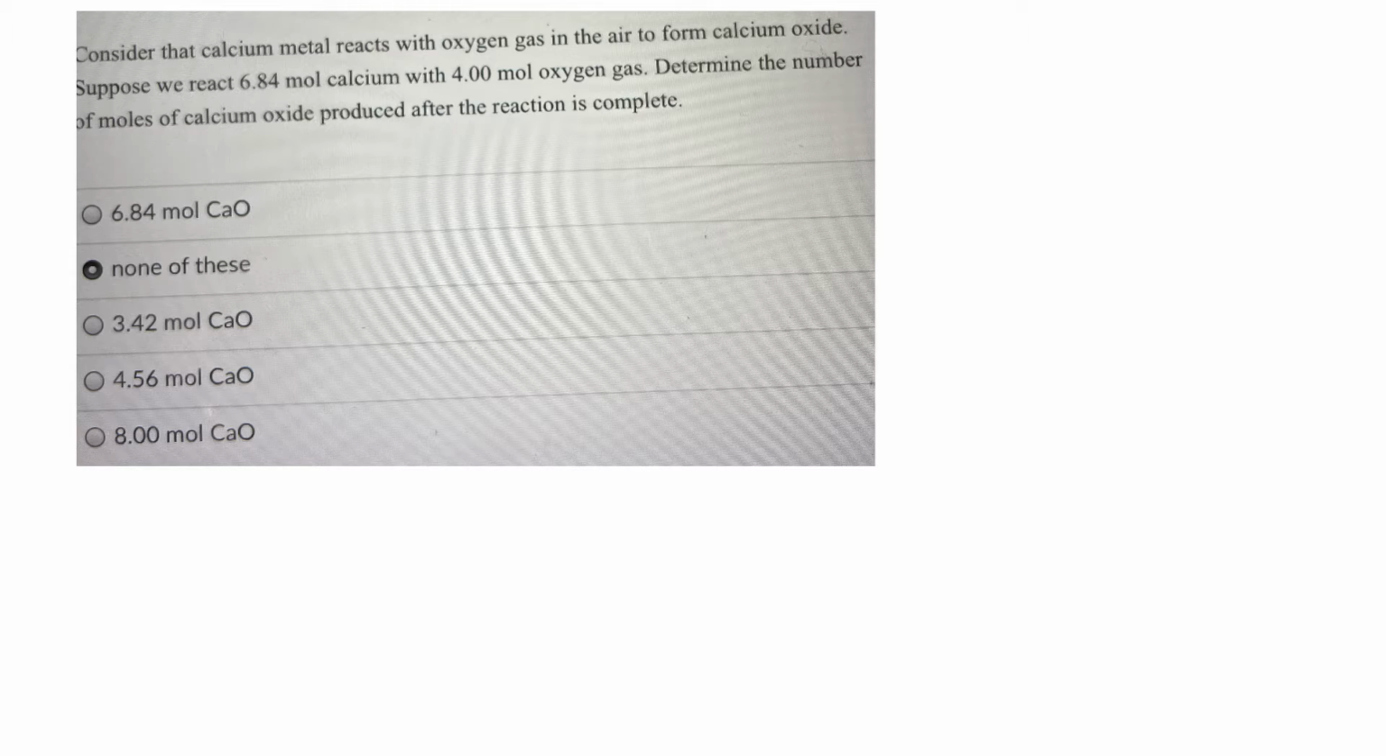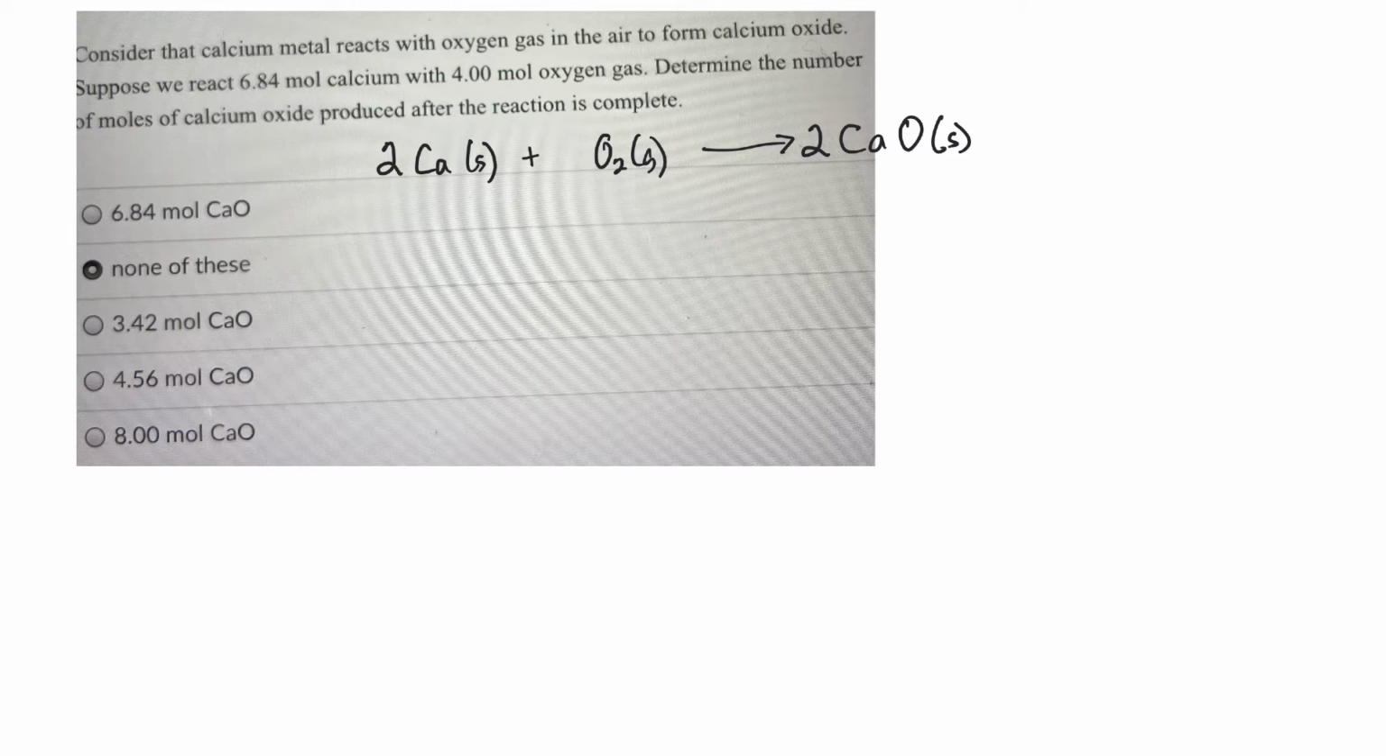Okay, so first we need a chemical reaction. Calcium metal reacts with oxygen gas in the air to produce calcium oxide, and it's probably a solid. To balance the reaction, I need 2 oxygens, so I put a 2 there, and that means I need 2 calciums over here. Okay, I've got a balanced chemical equation.